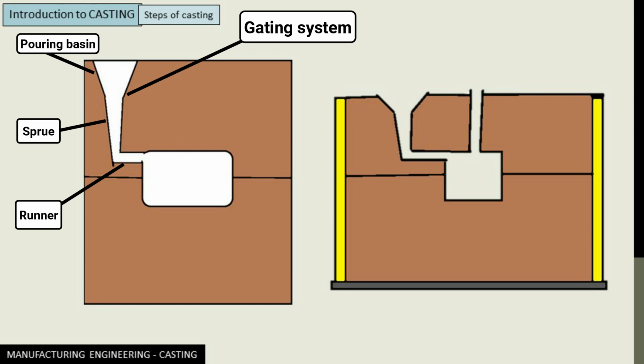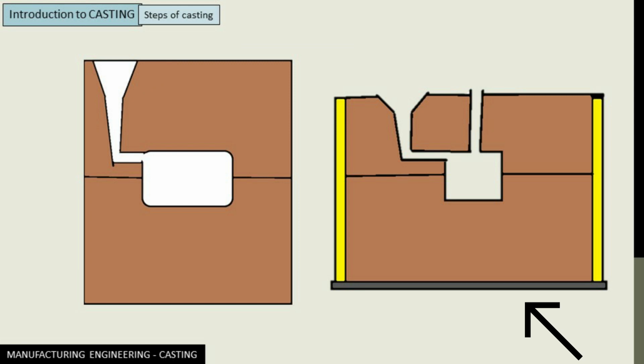Also, to counter certain allowances like the pattern allowances, the shrinkage allowances, and solidification, we need to provide a certain reservoir so that if the metal shrinks after solidification, it can again provide molten metal to counter the shrinkage. So this reservoir is known as the riser, and this is your complete setup for a casting process.